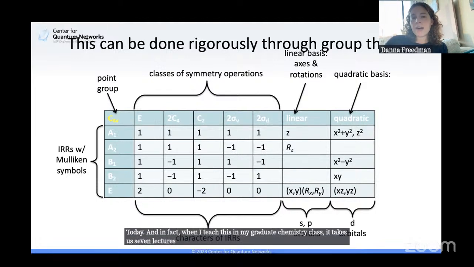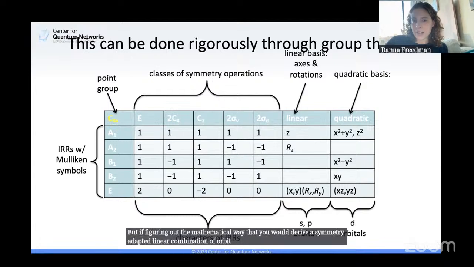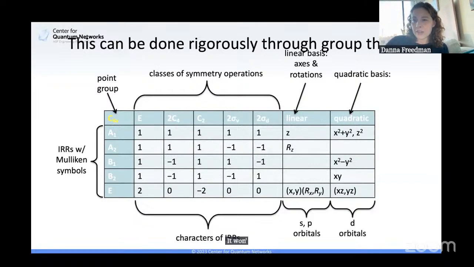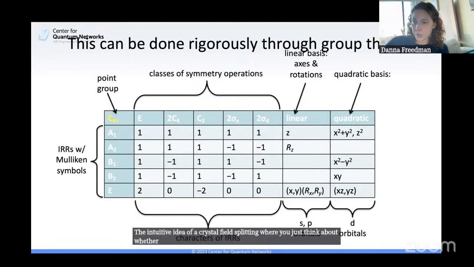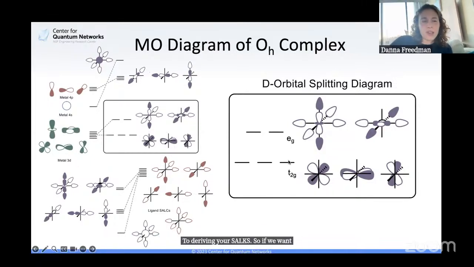But if figuring out the mathematical way that you would derive a symmetry adapted linear combination of orbitals is something that you're excited about, then look at the book references that David provided, and they'll take you step by step how to get to this table. It won't necessarily give you the intuitive idea of a crystal field splitting, where you just think about whether the orbitals have overlap or don't. But this is a both mathematically rigorous and correct approach to deriving your calcs. So if we want to put everything together, this gives us a molecular orbital diagram.